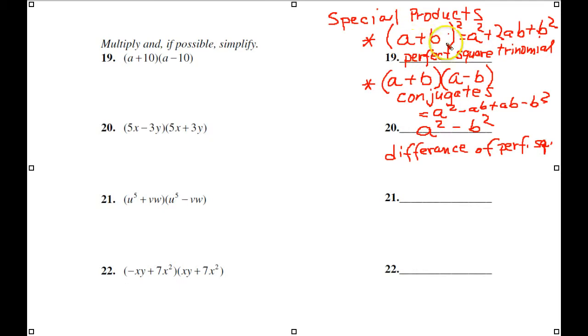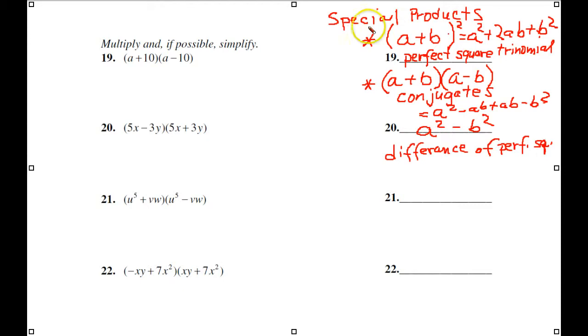When we square a binomial, we square the first term. That gives us a squared. We multiply these two terms together. That gives us an ab. Then we double it. That gives us our 2ab. Then we square the last term, and we get b squared. Now, if this is a negative, everything is the same except this sign would be a negative. And this is a perfect square trinomial. And the key to this is that a perfect square trinomial factors into a binomial squared.